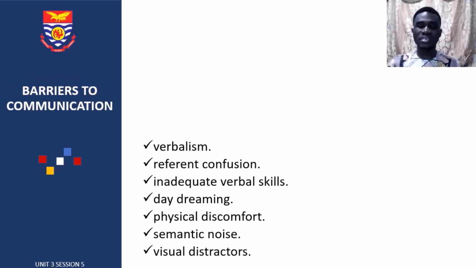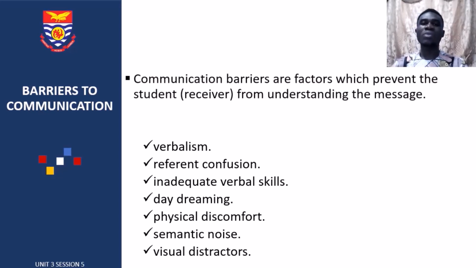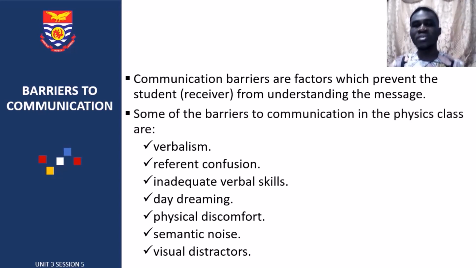What are the various barriers to our communication? When we talk of barriers, we are talking about the factors that prevent the receiver, here the audience or the learner, from understanding the message that is being sent to them. Some of the barriers to communication in the physics class include the following. We have verbalism, when the teacher makes use of so many words to explain a concept. We have reference confusion, when the learner finds it difficult to link the current information with their prior knowledge.